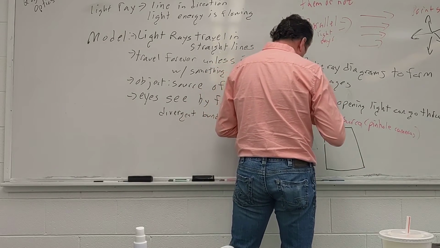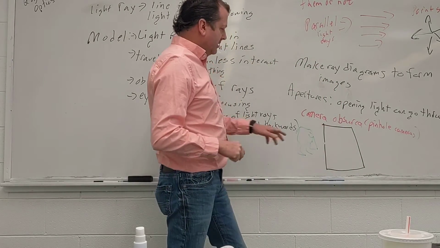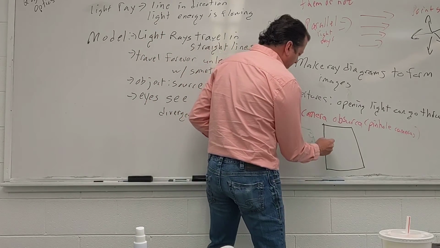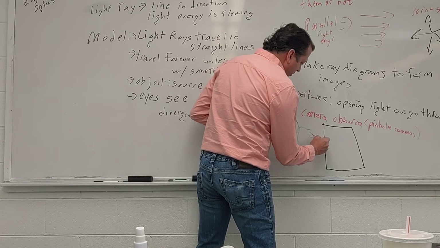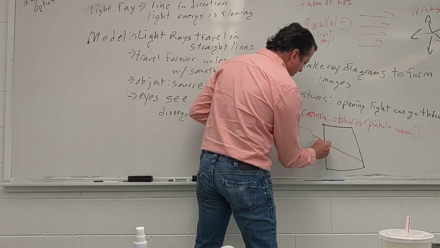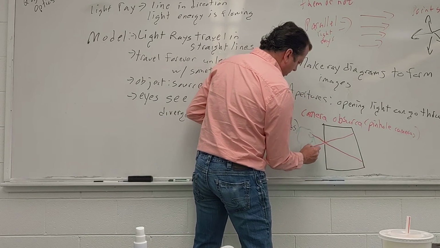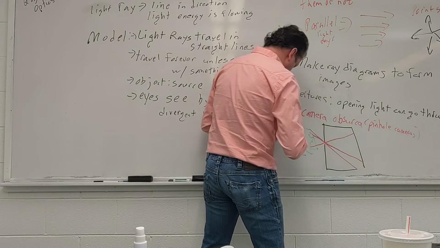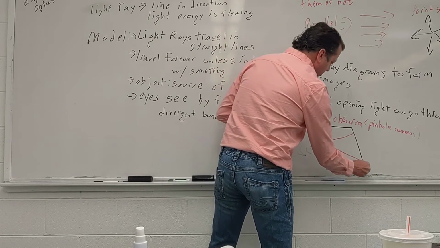And what a camera obscura does, this little pinhole acts as kind of like a lens. Effectively, you take a light ray from here, and it'll go down to the bottom. A light ray from here will go up to the top. And here it will go down actually further. I probably need to extend that down. Run out of board space.